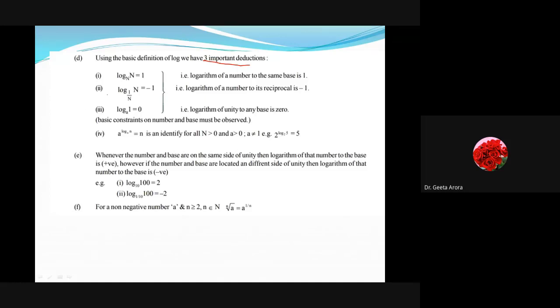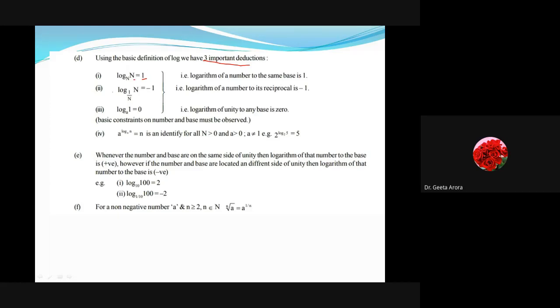If we take log n, if the base and this antilog are the same, what does it mean? It means the value should be 1. Why? Because if we solve it, log of n means we have n raised to power something that should give me n. We know n raised to power 1 is always n, so that's why we have this.